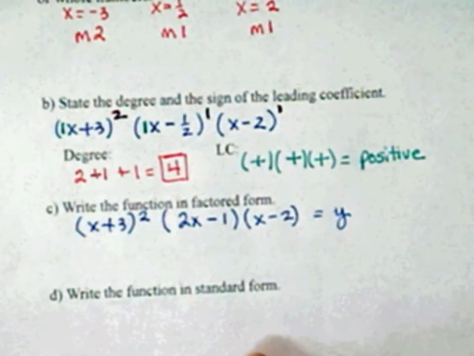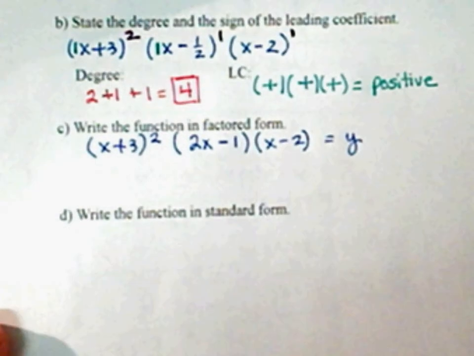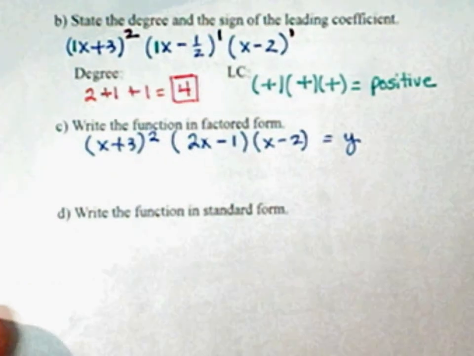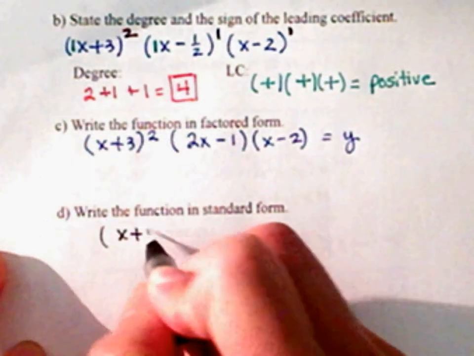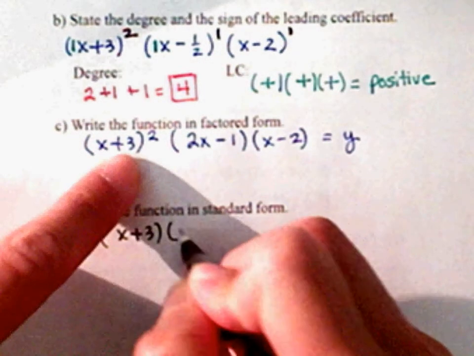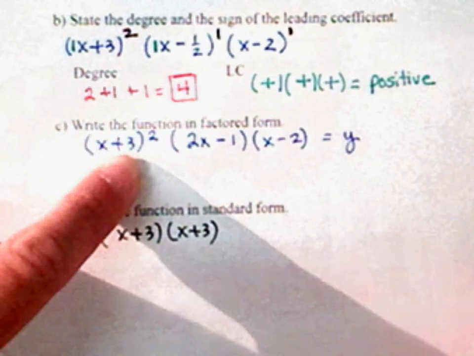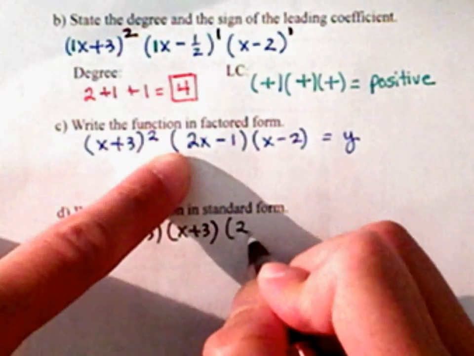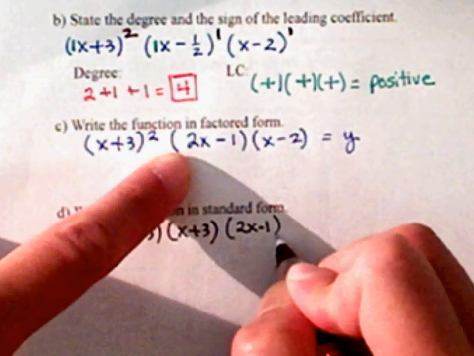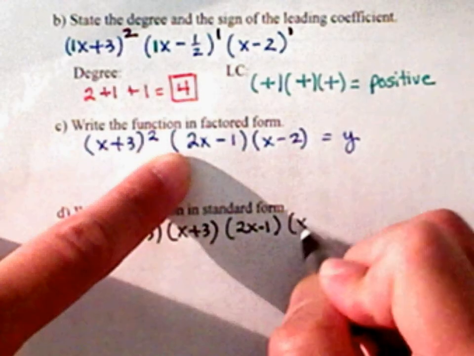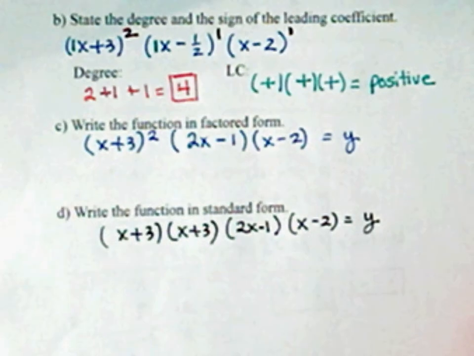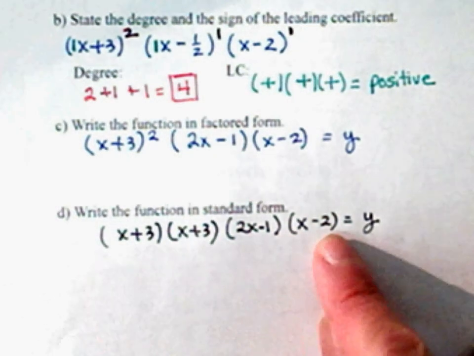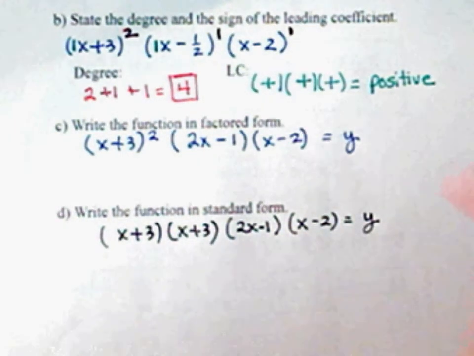Now it says, write the function in standard form. So you are going to be multiplying, okay? Let's go ahead and write out all the problems first. So what do you have? X plus 3 squared means you got 2 of them, times 2x minus 1 times x minus 2 equals y. And to write in standard form, that means you're going to multiply all of this out and you go from highest degree to lowest degree, okay?